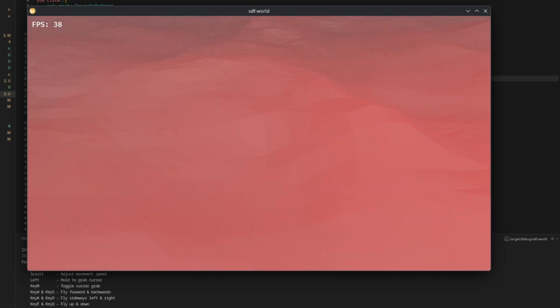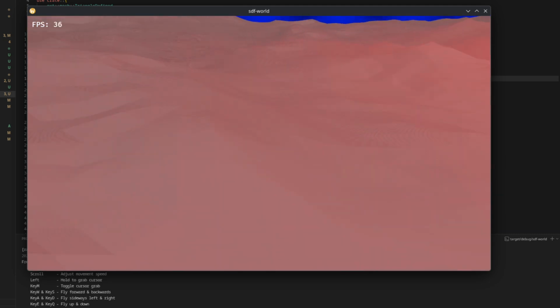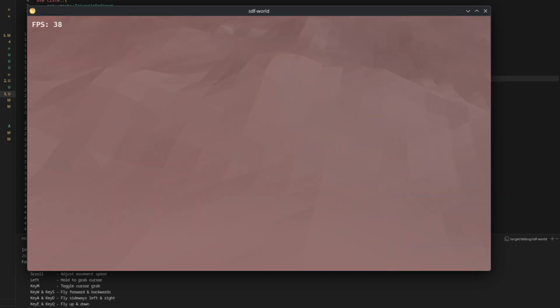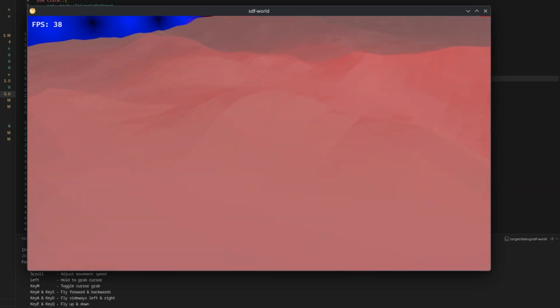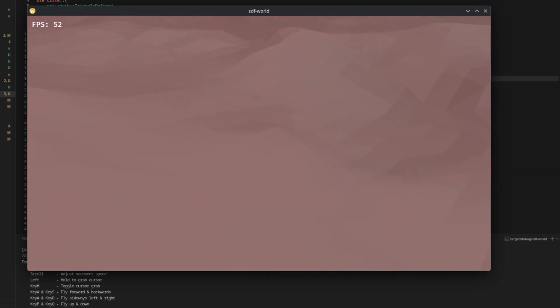And then another thing I want to look at is you can see it's much more obvious now where the triangles are. And you can see that each triangle kind of looks like a flat surface, and you can see the edges in many places. I kind of like how this looks, to be honest. It looks kind of cool.